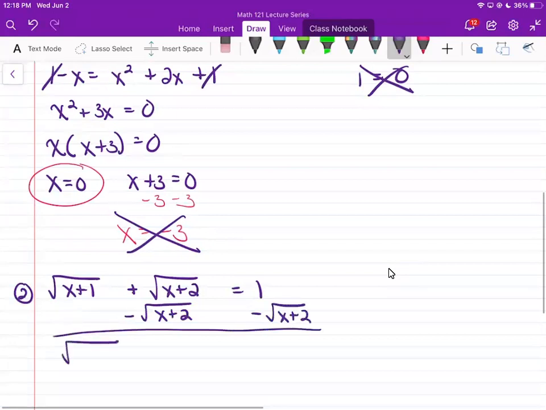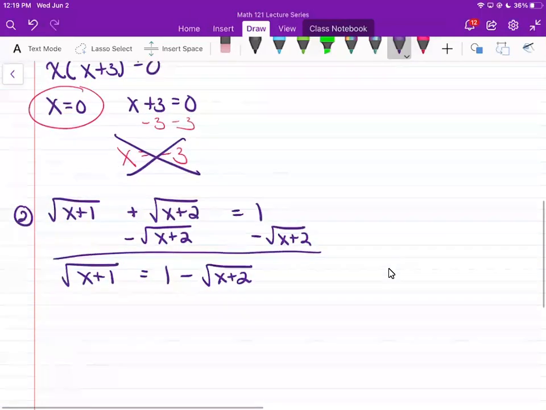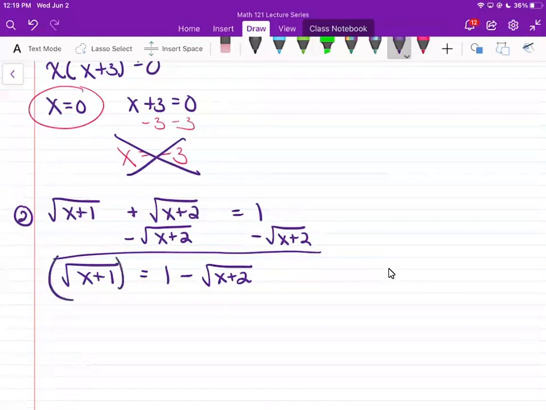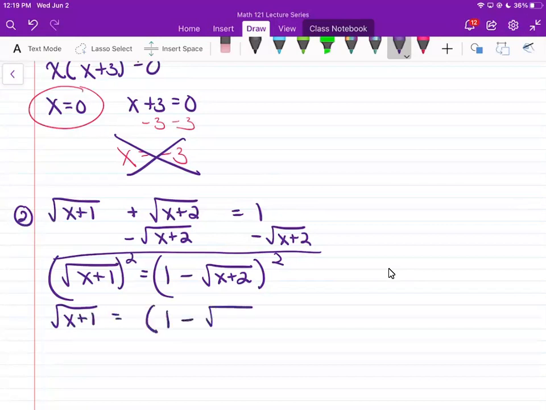which leaves me with the square root of x plus 1 is equal to 1 minus the square root of x plus 2. When I square both sides, again, raising it to the index power, which is an understood 2, on the left side, the radical disappears, but on the right side, I once again have to FOIL.